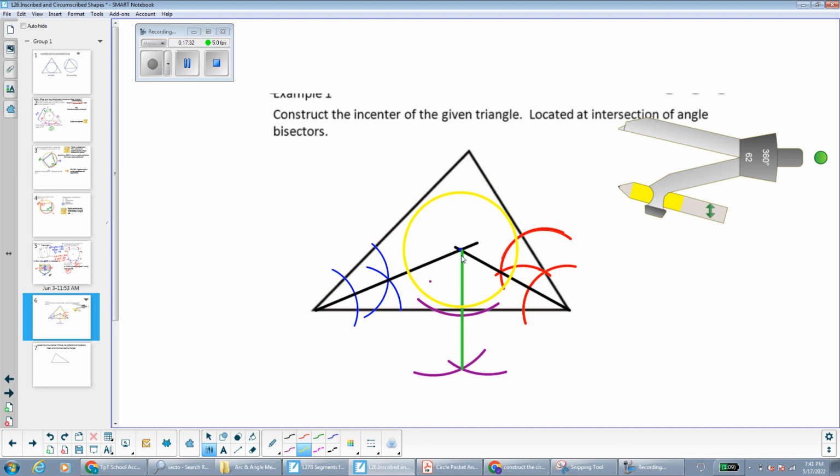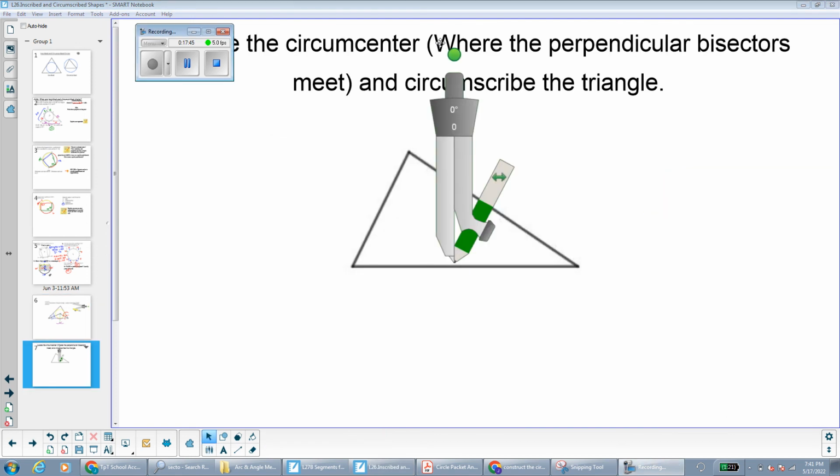Construct the angle bisectors to get the center, the incenter we call it. That's the intersection of the angle bisectors in a triangle. That's the center of the circle. Then construct a perpendicular so that you can use that as the radius of the circle.